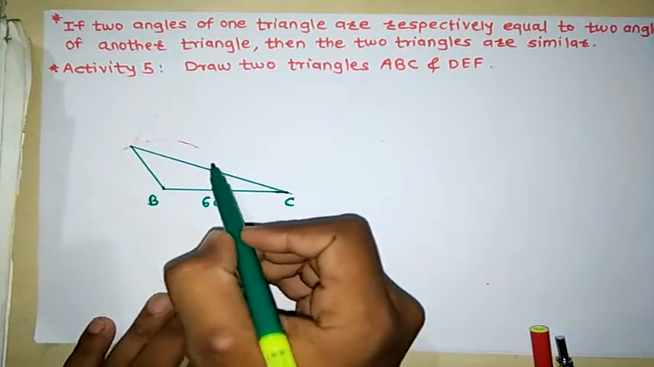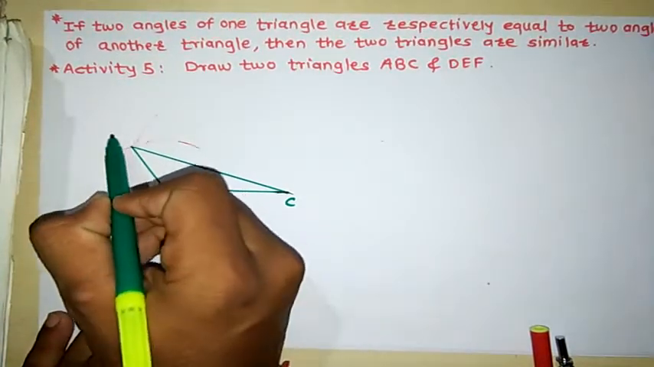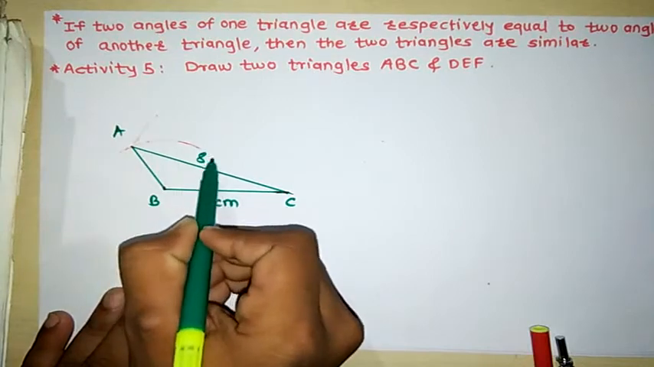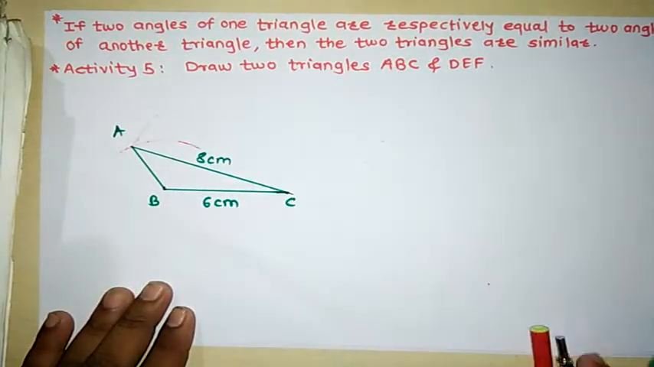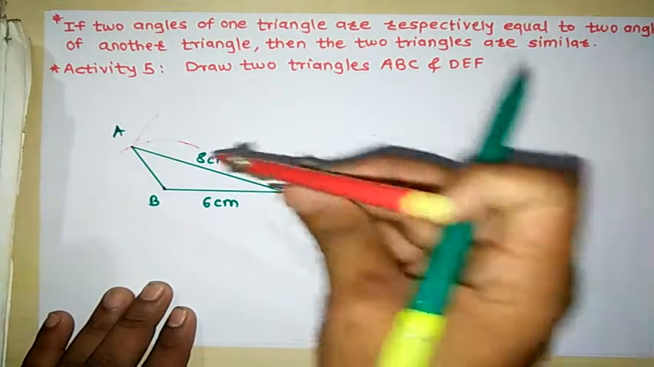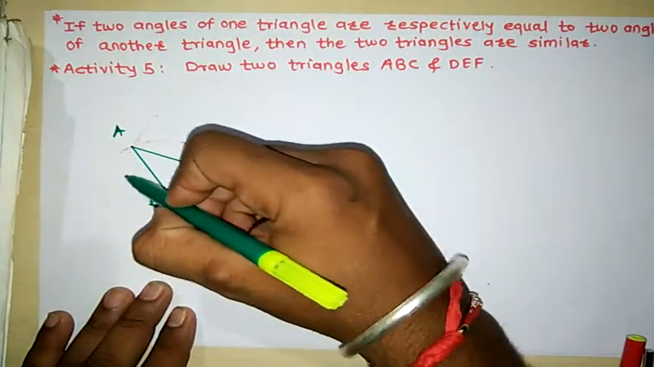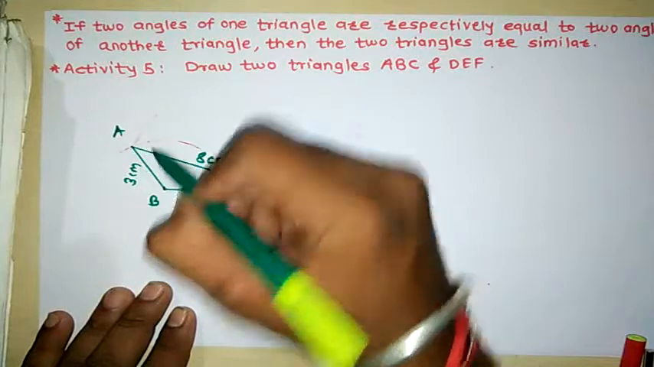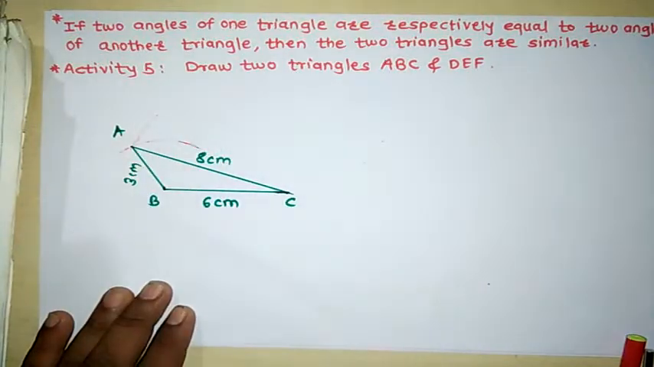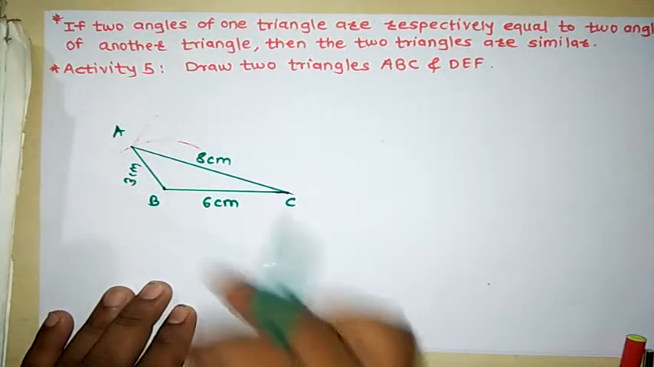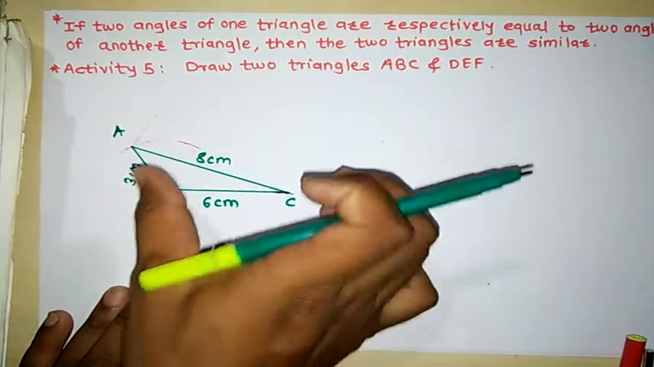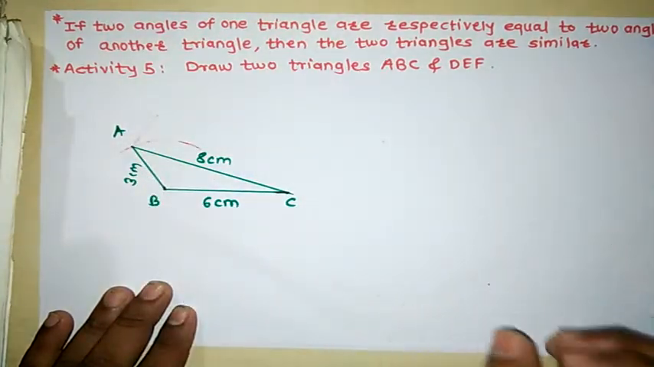What is the distance of this side? This side is 8 centimeters, because we took 8 centimeters in the compass and marked the arc. Therefore this side will be 8 centimeters, and AB will be 3 centimeters, because we took 3 centimeters distance and marked the arc. Therefore side AB is 3 centimeters and AC is 8 centimeters.